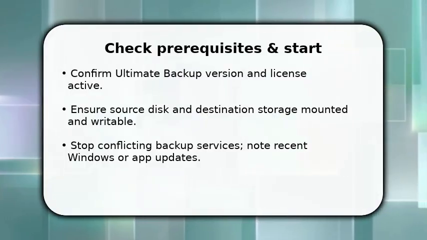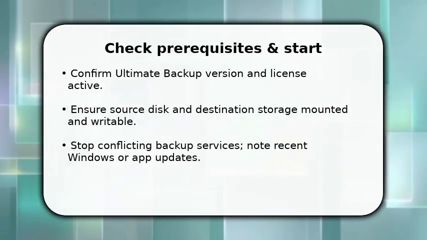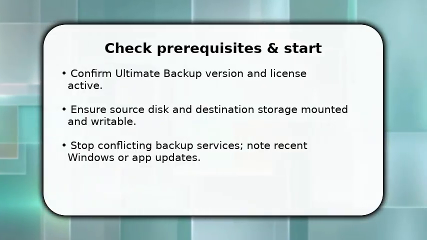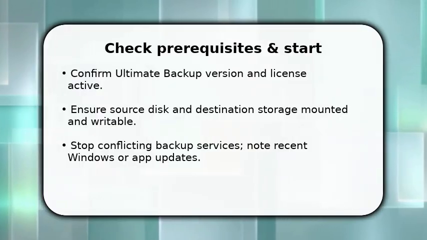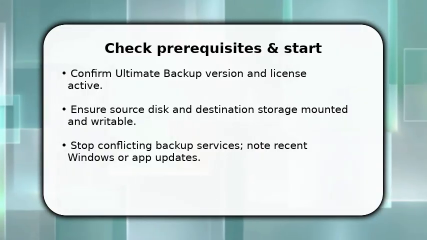You begin by verifying essentials. Confirm Ultimate Backup is updated and licensed, and that your destination drive is mounted and has free space. Once done, stop any other backup software or antivirus that may lock files, and check recent Windows or system updates that coincide with the failure.